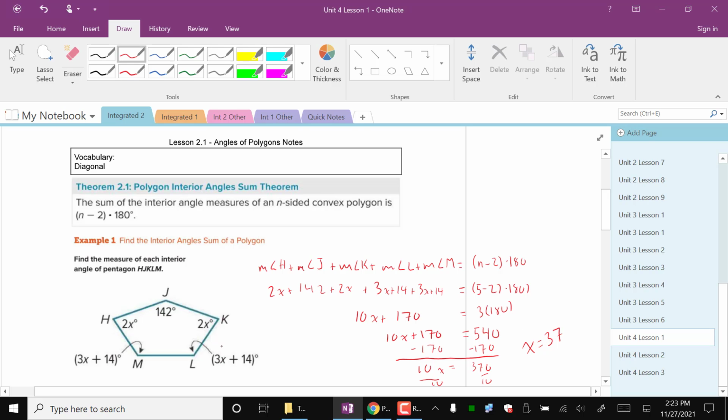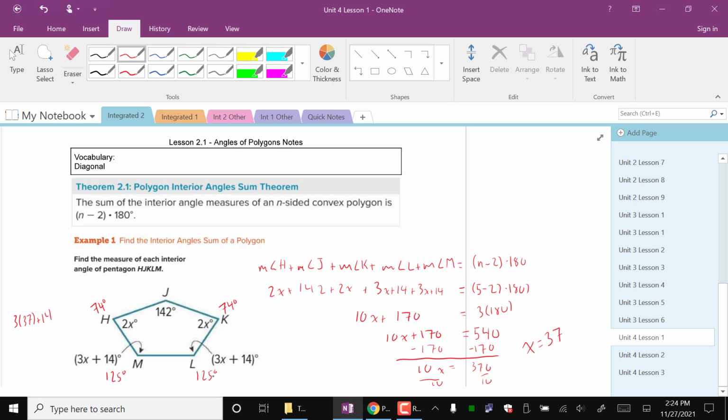So now I'm going to take that and put that in for each of them. Well, we already know J is 142. So 2 times 37, H is going to be 74 degrees. K, since it's the same thing, is also going to be 74 degrees. M and L have the same, so 3 times 37 plus 14 will give you 125. So this is 125 degrees, and this is also 125 degrees. So we found the measure of each of the angles for that pentagon.